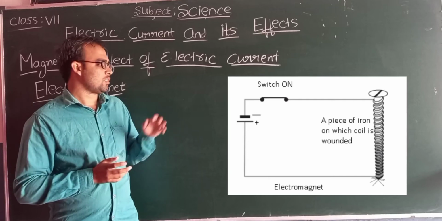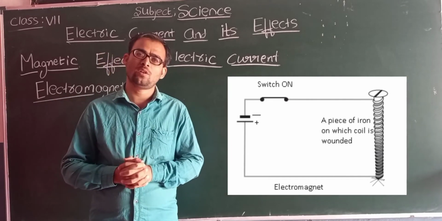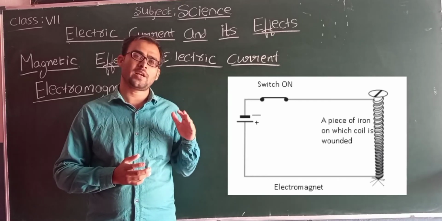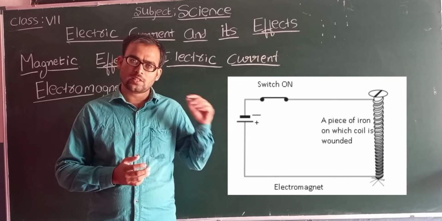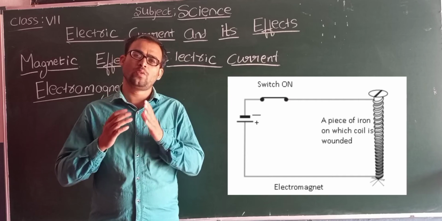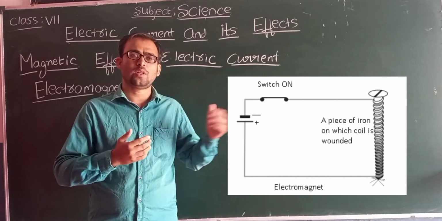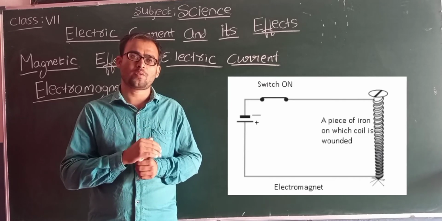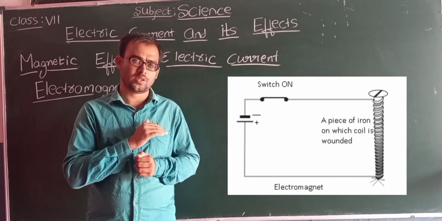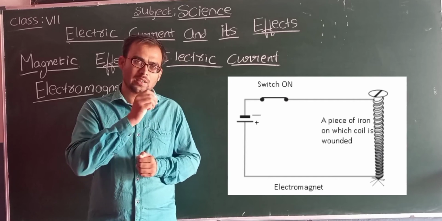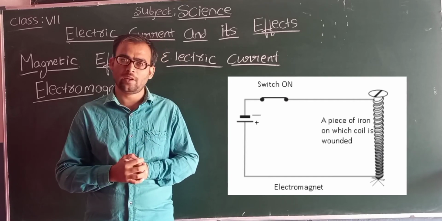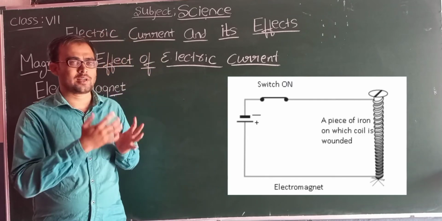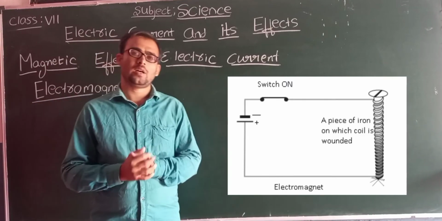Next, again keep the switch in the off position, meaning the circuit is open. Then observe whether the pins are still clinging to the tip of the iron nail. When you stop the flow of current, that is, when you keep the switch in the off position, are the pins still clinging to the tip of the iron nail? No. Whenever the flow of current is stopped, the pins do not cling to the tip of the iron nail.